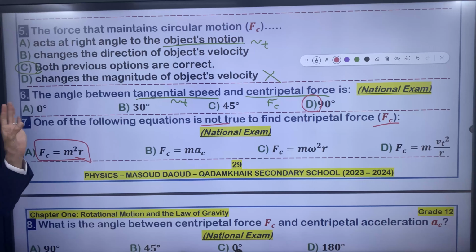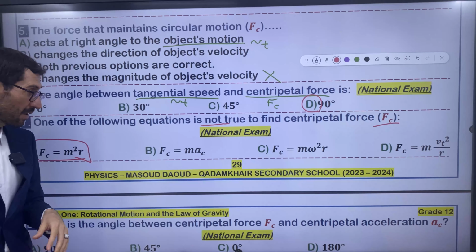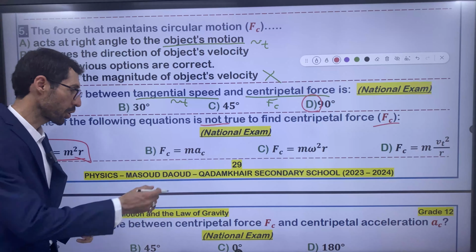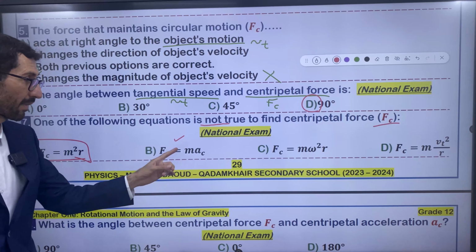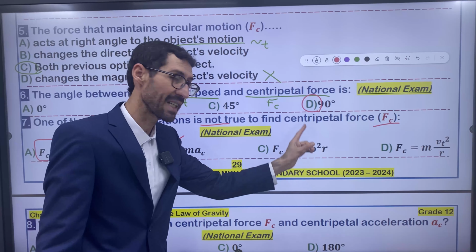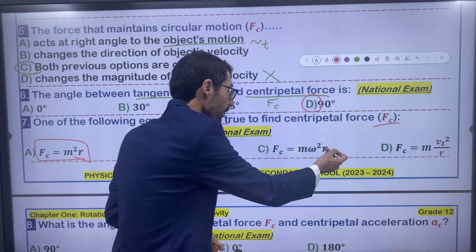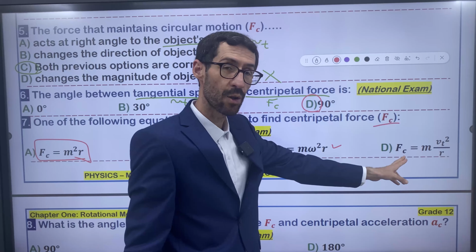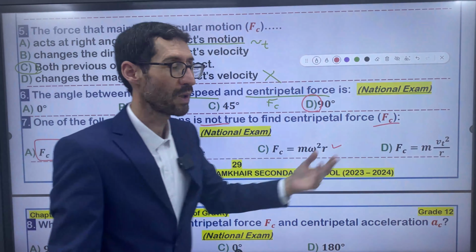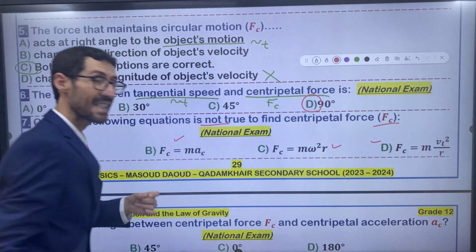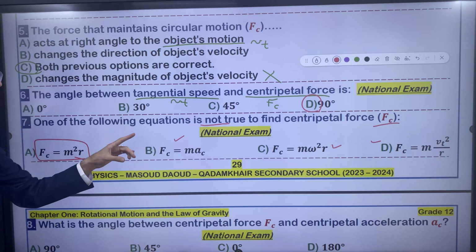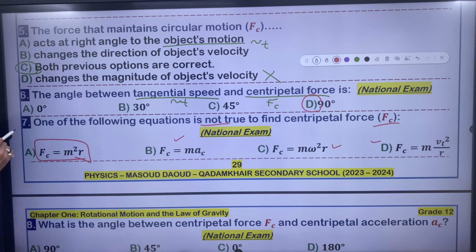But I told you, don't hurry. I want you to read all options. B, Fc is equal to mac. It's true. It's Newton's second law of motion. C, Fc is equal to m omega squared r. It's true, right? D, Fc is equal to m Vt squared over r. And this one is true as well. So we look for the wrong equation, which is A. A is the answer of question number 7.